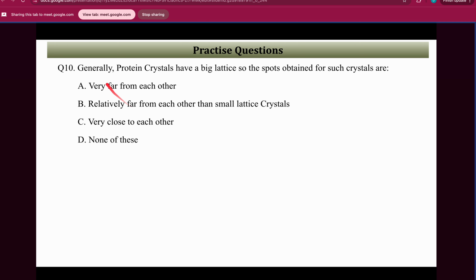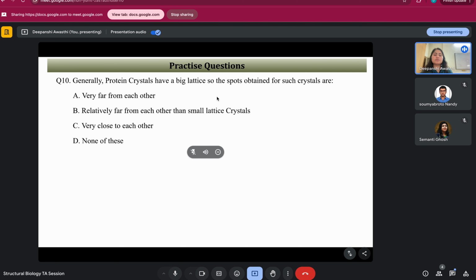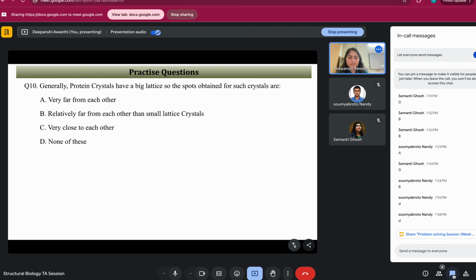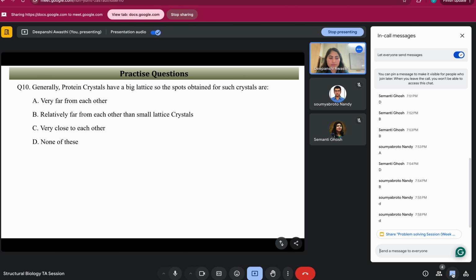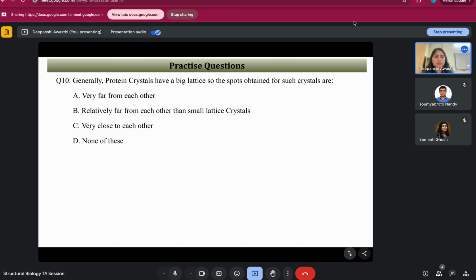Now the next question: generally, protein crystals have a big lattice, so the spots obtained for such crystals are option A, very far from each other; option B, relatively far from each other than small lattice crystals; option C, very close to each other; and option D, none of these. So you have to tell, if the lattice is big, what will be the distance among the spots?